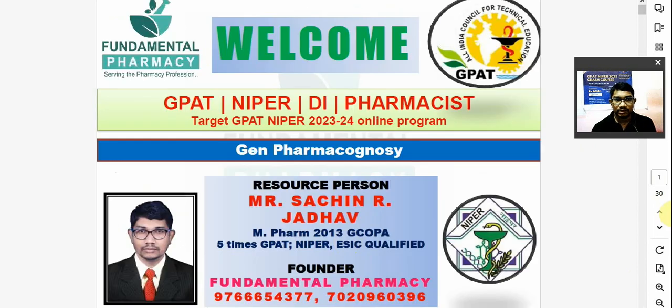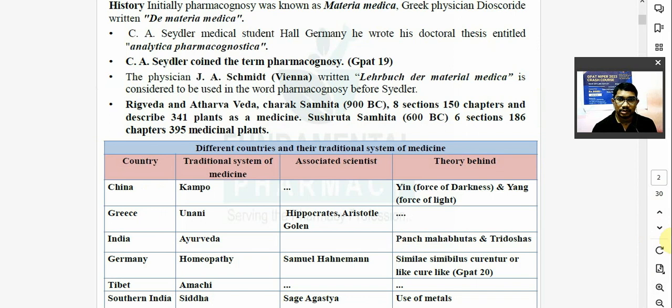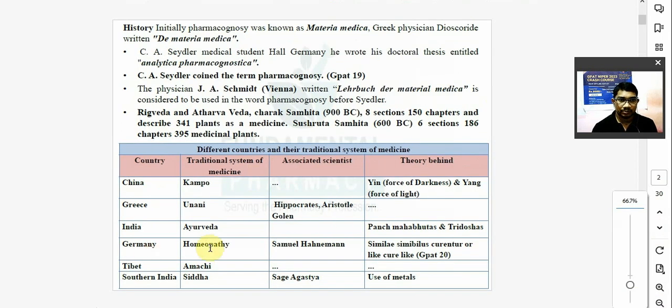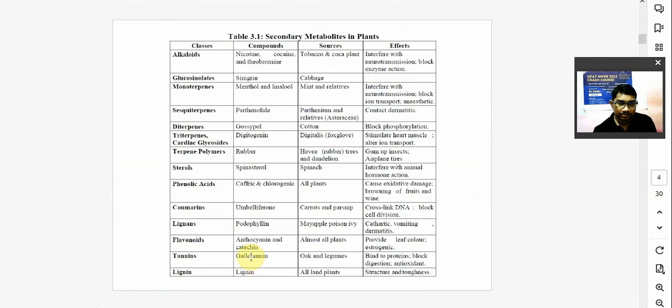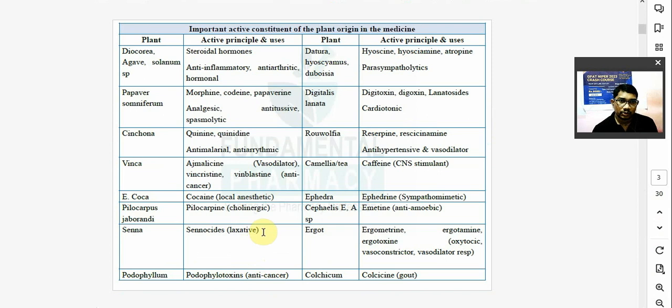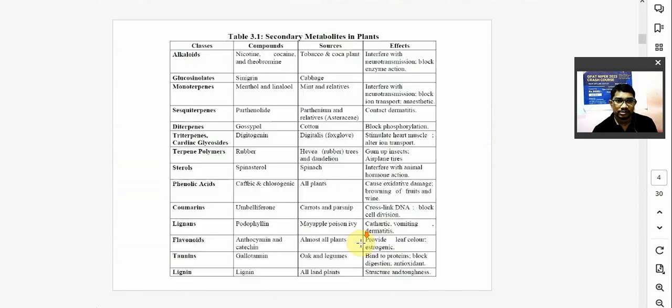Okay, we'll start today. We'll see the remaining part from your general pharmacology. In the last session, we have seen this part. We have seen about the general pharmacognosy last session. We have seen about the traditional system of medicine. So that part is important. They may ask you one question from that part.